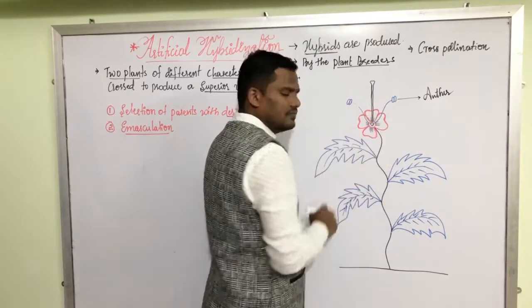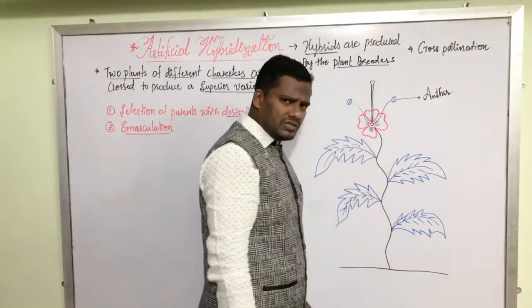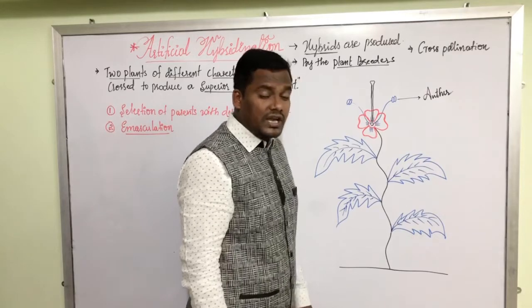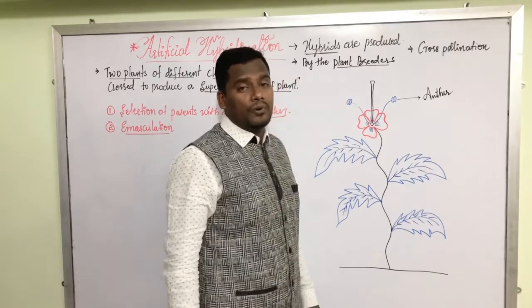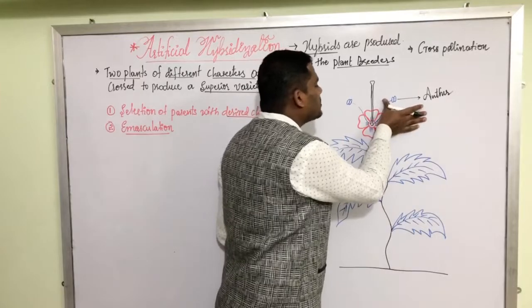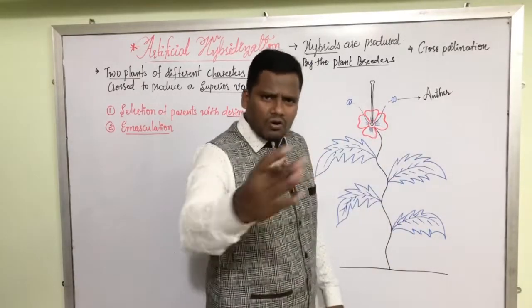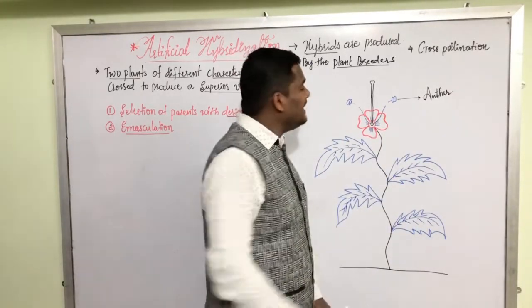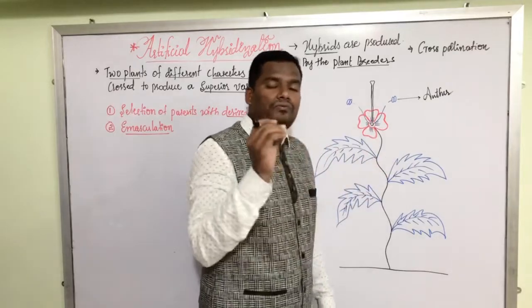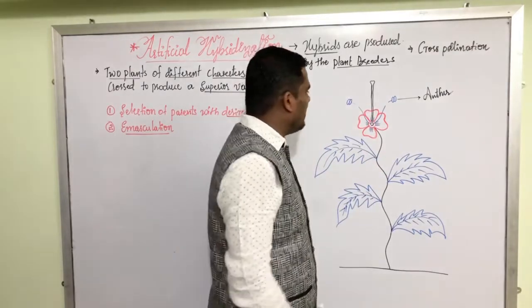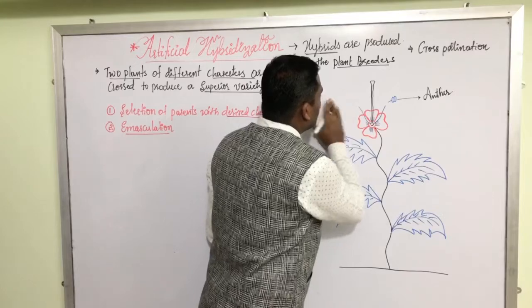They are the anthers. Anthers are the structures in which the pollen grains are produced. Anthers are cut off by using sterile forceps. By using sterile forceps, anthers are removed.